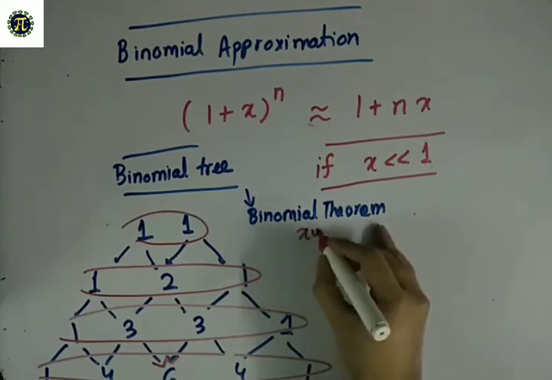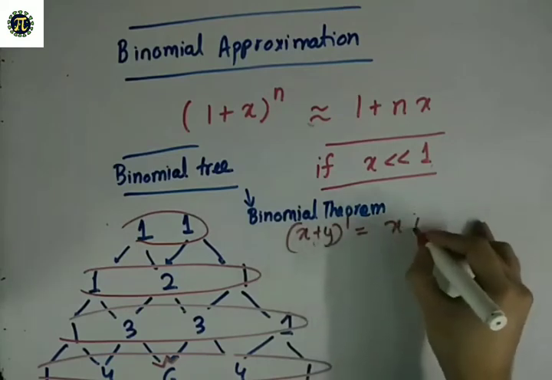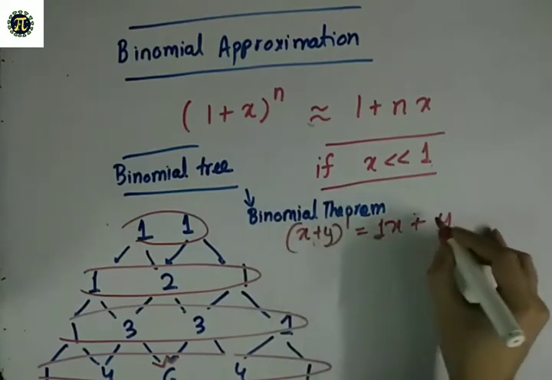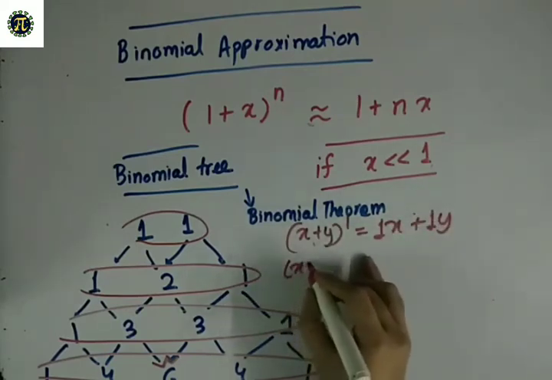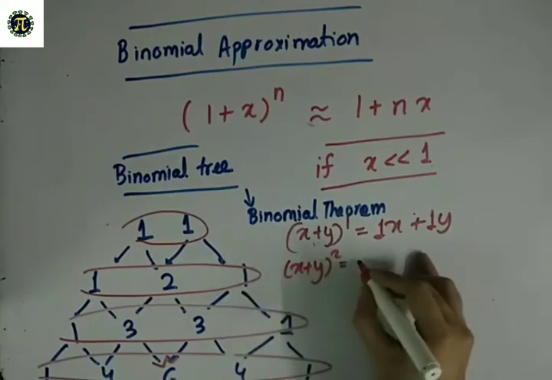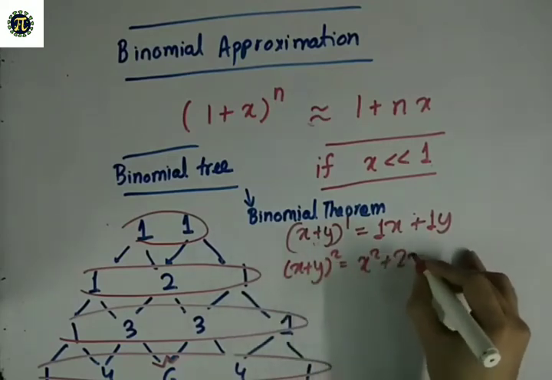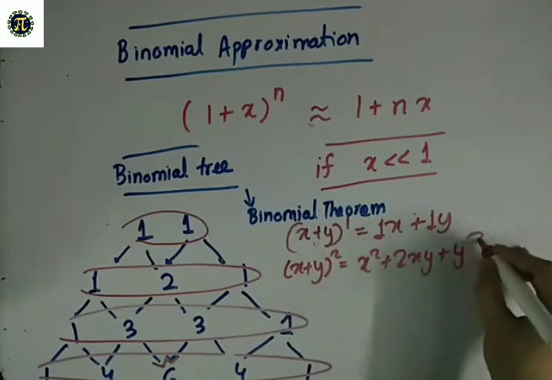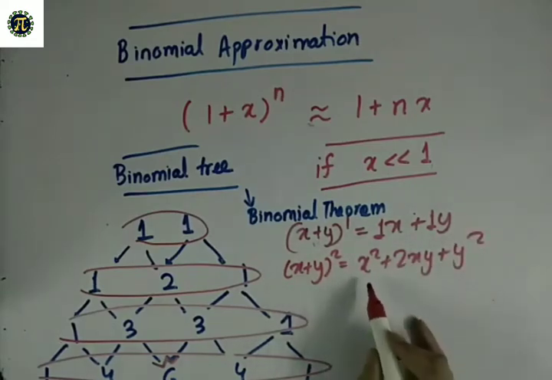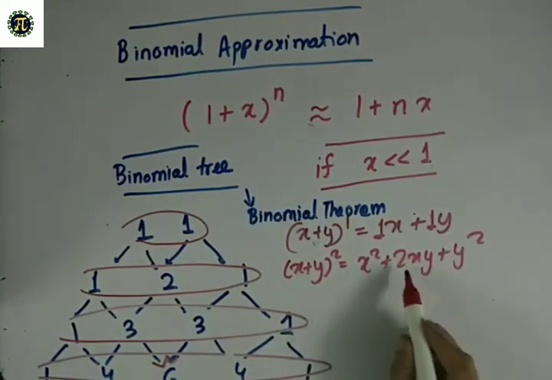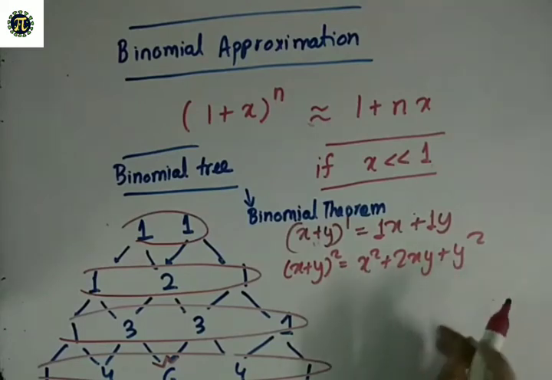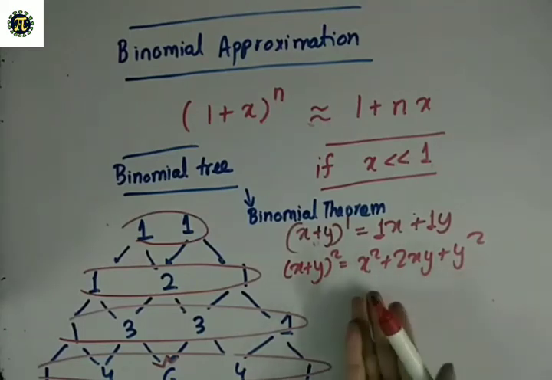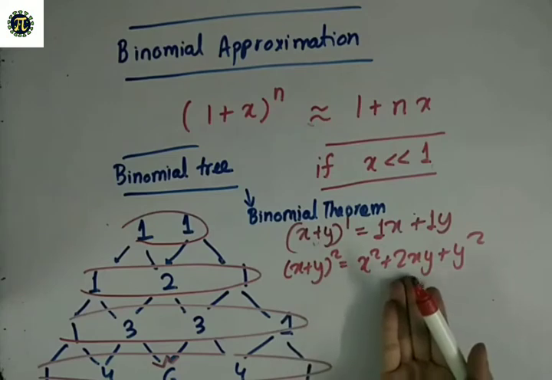So for example, (x + y) to the power 1 is just x + y. So here the coefficients are 1 and 1. (x + y) whole square is x^2 + 2xy + y^2. Here what we are doing is decreasing the power of x one by one and increasing the power of y. And you have seen this, (x + y)^2 is x^2 + 2xy + y^2 in your previous classes.